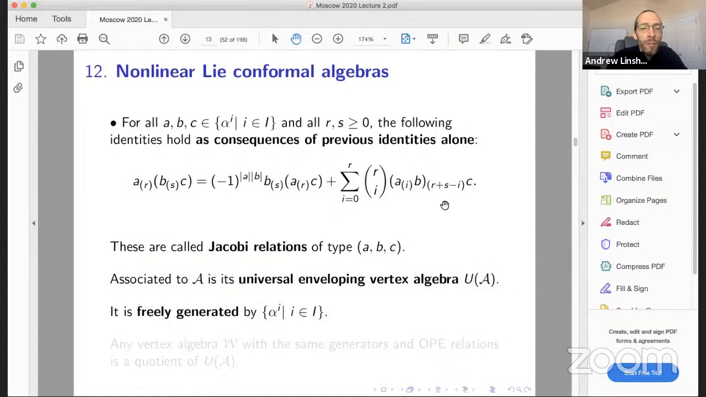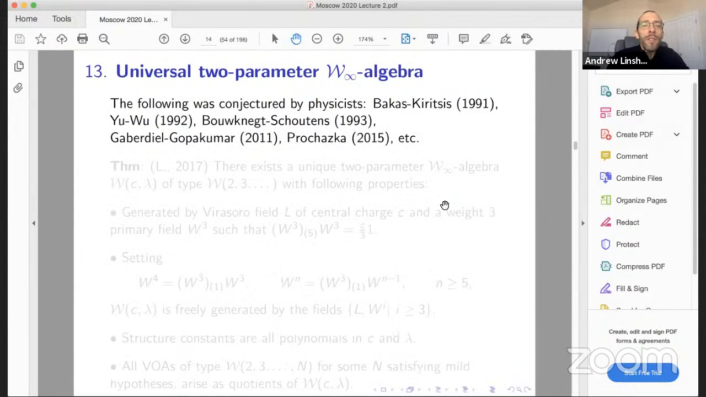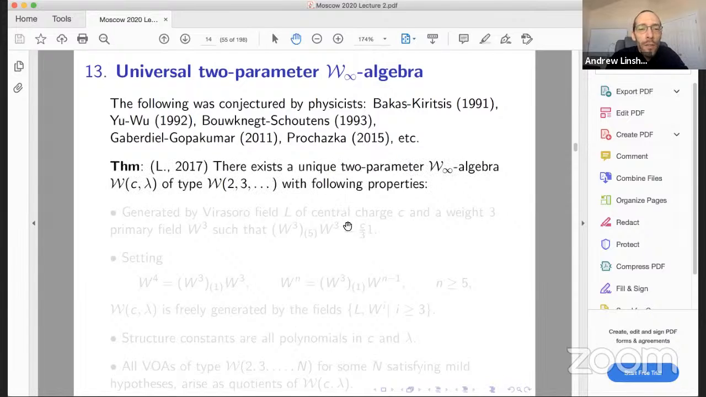Okay, so what is this good for? This allows one to construct this universal 2-parameter W infinity algebra. This is something which was expected for a long time to exist in the physics literature. There are plenty of papers where this is mentioned, and there's computational evidence for it, starting in the 90s, and then there was some resurgence of interest in it more recently. A couple of years ago, I used de Sole and Kac's perspective to show that there exists a unique 2-parameter W infinity algebra of this kind.